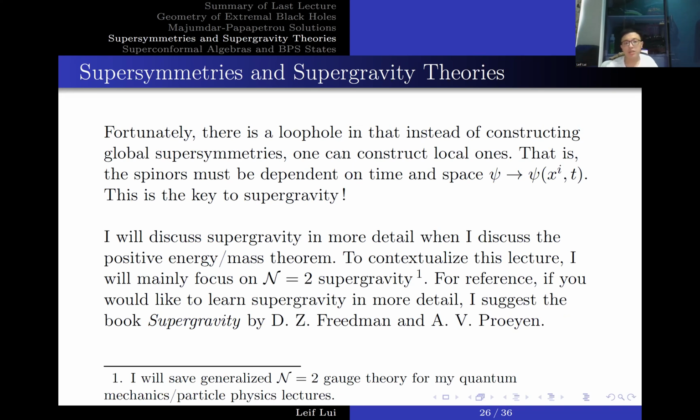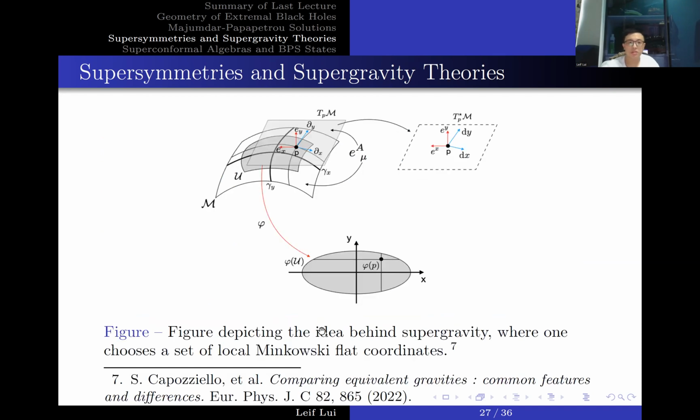supergravity. And for reference, if you want to read more about supergravity and learn more details, I would recommend the book Supergravity by Freedman and Van Proeyen. This is very, very good. I read it for maybe 2-3 weeks, and I did not completely understand it, but I understand enough to talk about supersymmetry in the context of black holes. And I will save the discussion of N=2 gauge theory for my quantum mechanics and particle physics lectures.